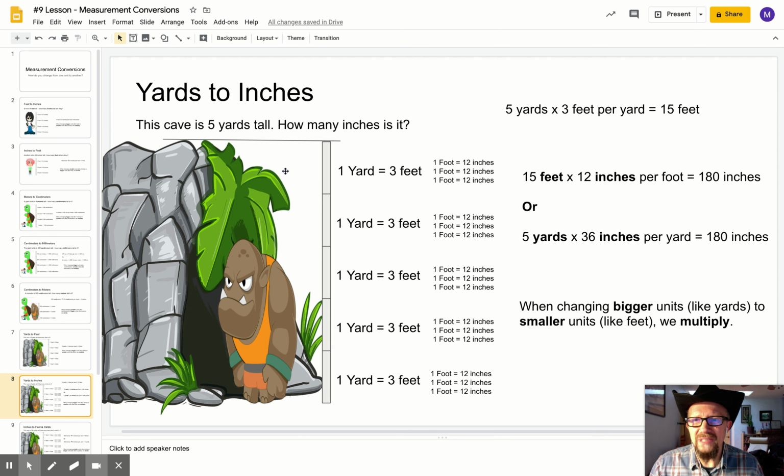Well, what if we need to know how many inches it is? Well, we could go back and say, there's 12 inches in every one of those feet, and there's 3 feet in every yard. So we could take our 15 feet times 12 inches and get 180 inches. Or you could just go straight to 5 yards times 36 inches per yard. I know there's 36 inches per yard because those 3 12s makes 36. Still 180 inches. Yeehaw!